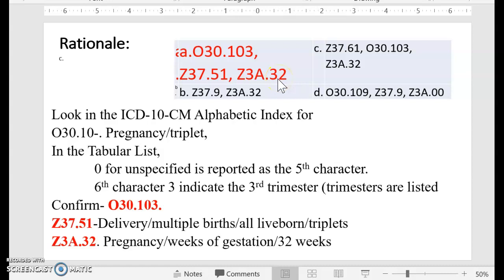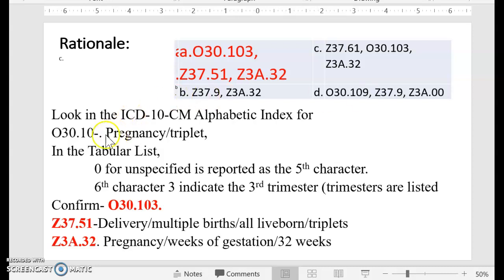Now remember, what does process of elimination mean? That means you should know that if you're coding for pregnancy, your first code has to begin with O. And if you see this combination right here, Z37 followed by O, that is not the right combination. So I automatically know that the only choice I have is A and D. So I'm not going to waste my time looking for C and B. I am going to jump on O30.103 and O30.109, which are pretty close to each other, and I can figure out the difference between the two by looking in the tabular list directly.